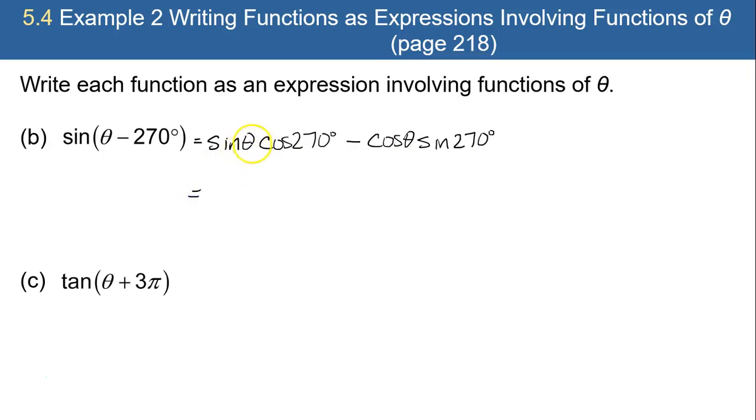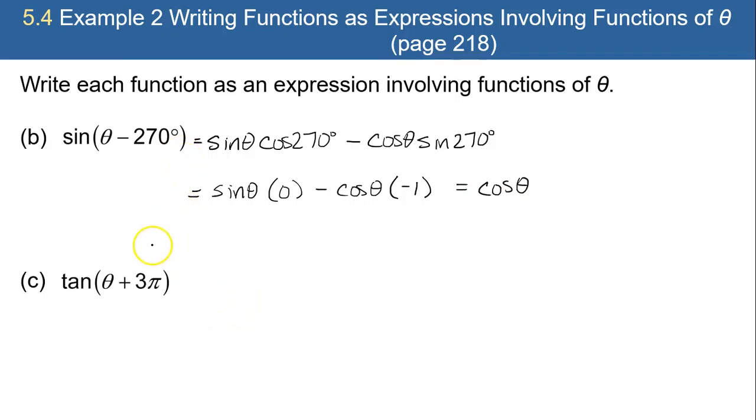Okay, so now sine of theta stays the same, but cosine of 270 is equal to 0. So what we have is sine of theta times 0, and then cosine of theta times sine of 270, which is equal to -1. So we have 0 minus cosine theta times -1, which turns that to positive. So cosine theta is what that is all equal to.